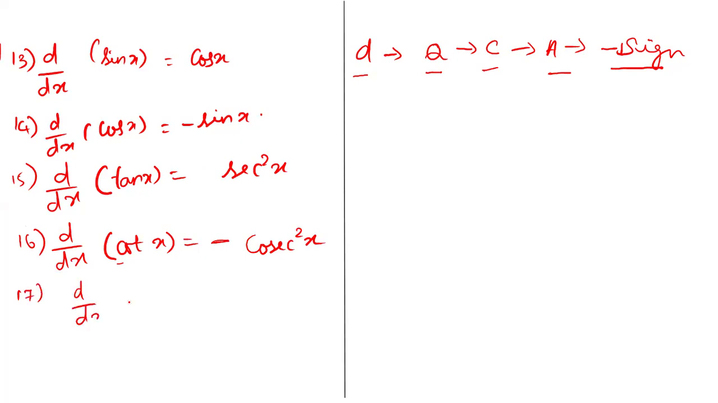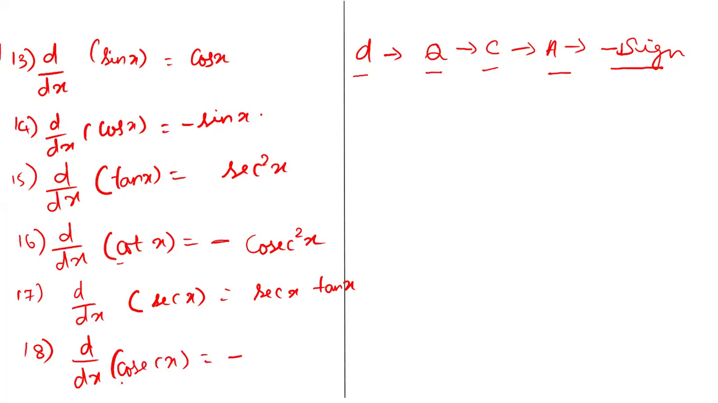d by dx of secant x. Secant x will be secant x tan x. Okay. And then the 18th one, differentiation of cosecant x. Cosecant x will be minus. Always remember, if your question starts with C, your answer should have minus sign. So minus cosecant x cot x.